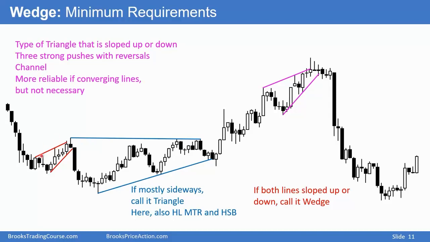If you have a channel, you have a pair of lines. If they're sloped up, it's a wedge. And it can be a bear flag in a bear trend, or it can be a top in a bull trend.